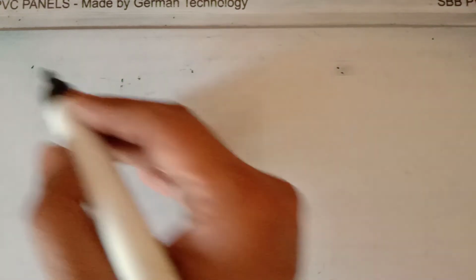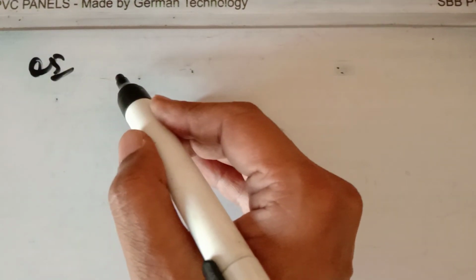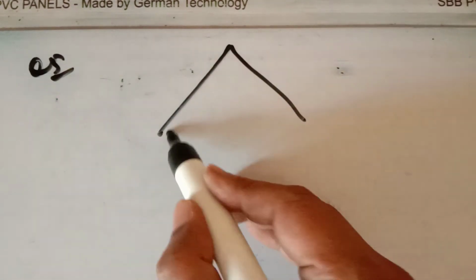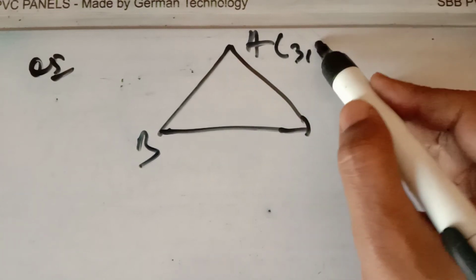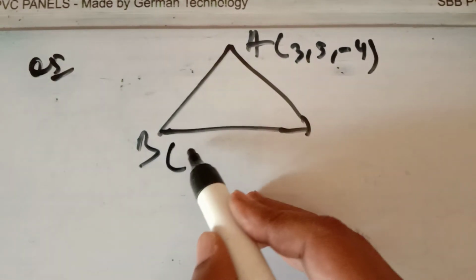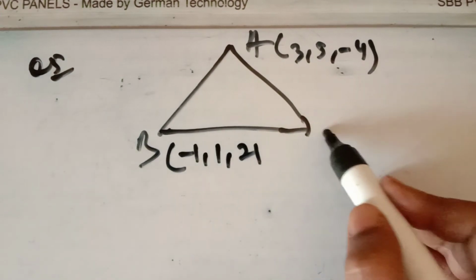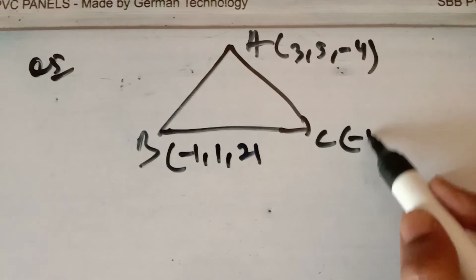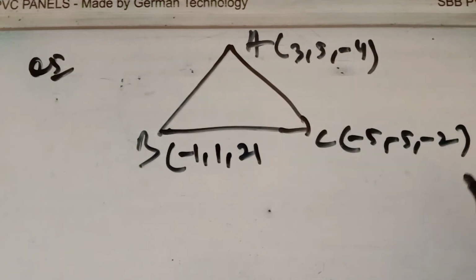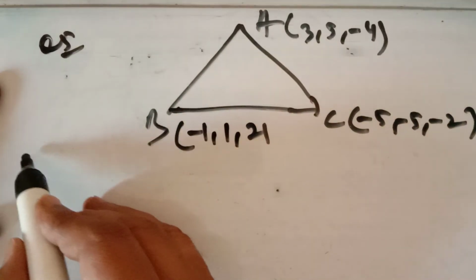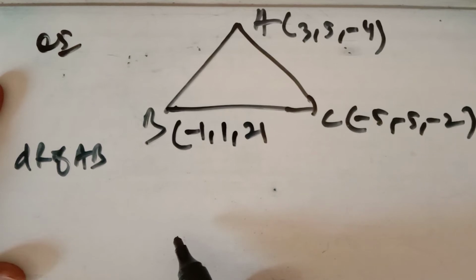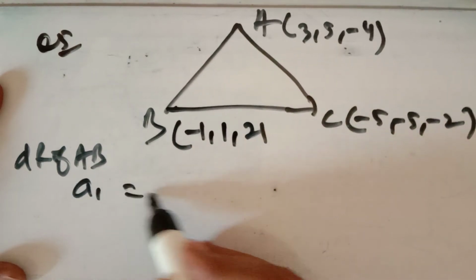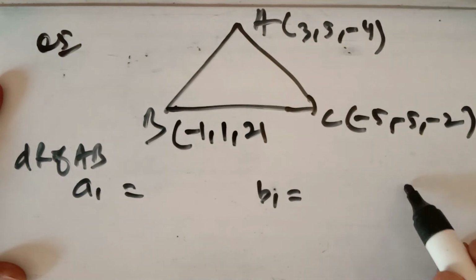Now after that we have question number 5. In question number 5, we have to find the direction cosines of the sides of the triangle. The coordinates of A are given as 3, 5 and minus 4. The coordinates of B are given as minus 1, 1 and 2. The coordinates of C are given as minus 5, minus 5, minus 2. You have to solve this 3 times, because you have to find the direction cosines of all the 3 sides. First of all, find the direction ratio of AB. Let us call it A1, B1 and C1.